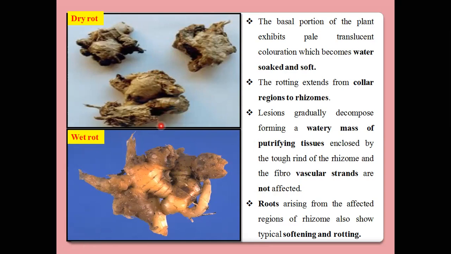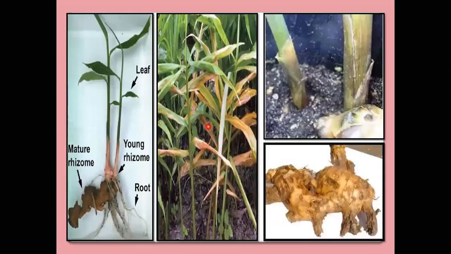Suppose this infected ginger plant is uprooted from the field. So you can easily uproot these plants. This is the indication of the rhizome rot symptoms caused by Pythium. This is the overall symptoms developed on the ginger plants.